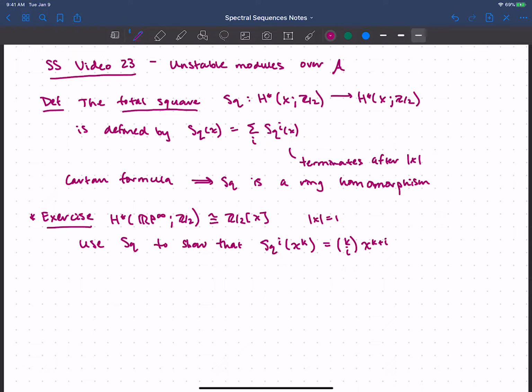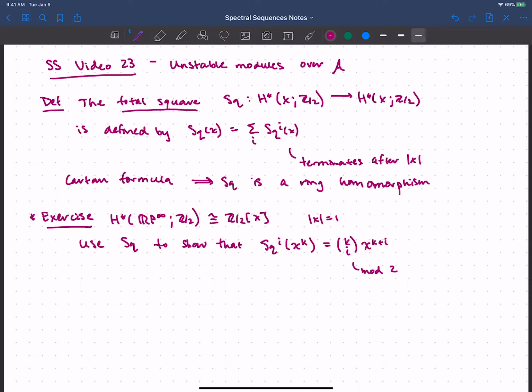Of course, the x to the k plus i makes sense. The Sq^i takes me up by degree i. And then this coefficient, of course, we should take mod 2. We're in mod 2 cohomology. So there you're going to want to use Pascal's triangle mod 2, or whatever your favorite way is to compute these sorts of binomial coefficients. In any case, use that the total square is a ring homomorphism, and verify this. It's a very good exercise.